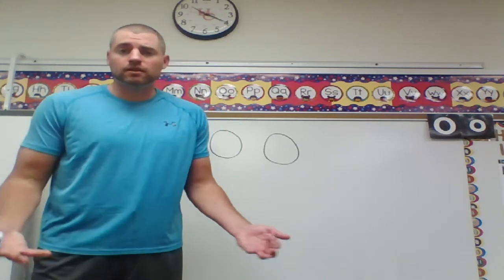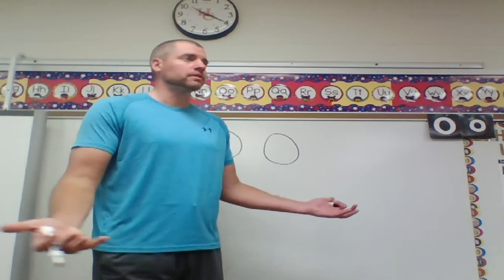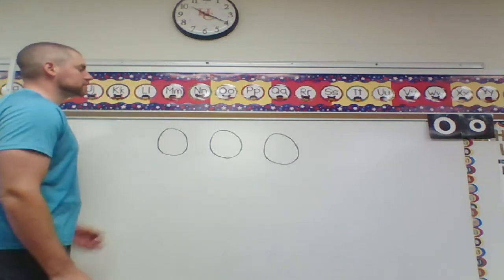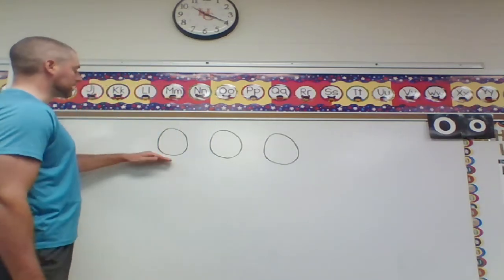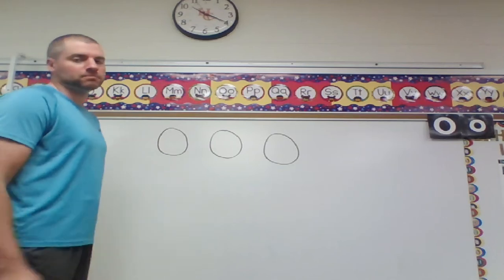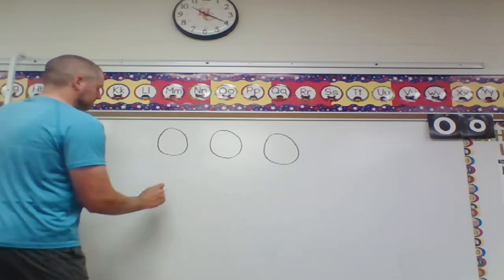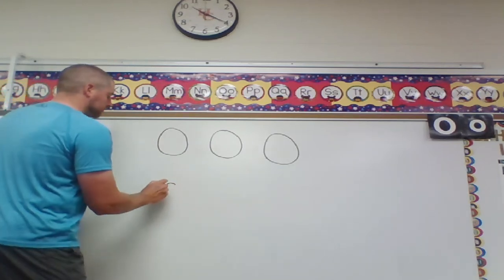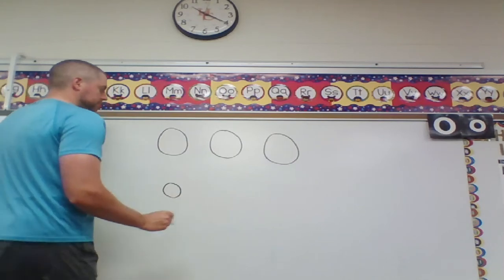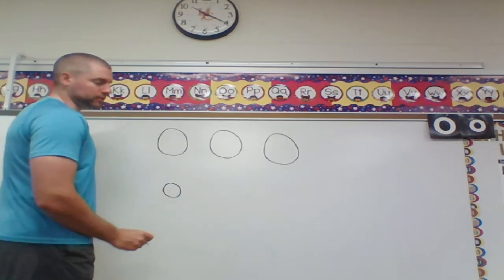Now, lowercase o, same deal. Okay, it's the same shape, but instead of touching the top and bottom line, you're going to want to touch the middle line and the bottom line. So our lowercase o's are just a little smaller. I'll make 3 in a row for you.